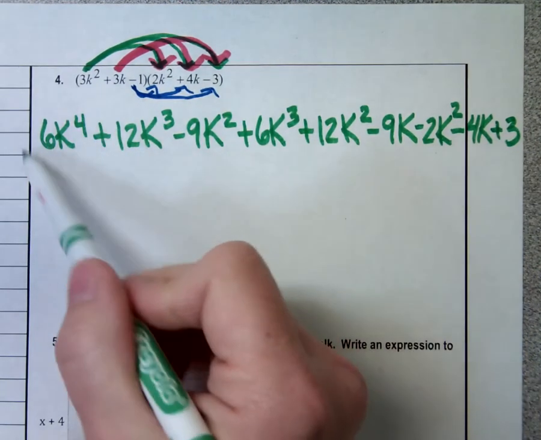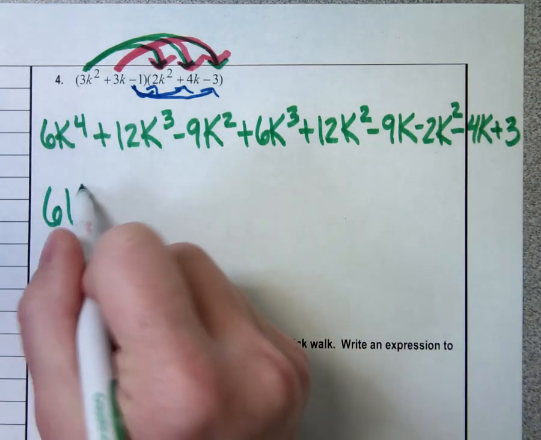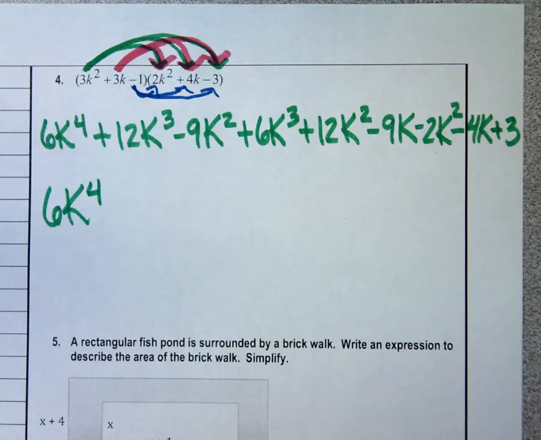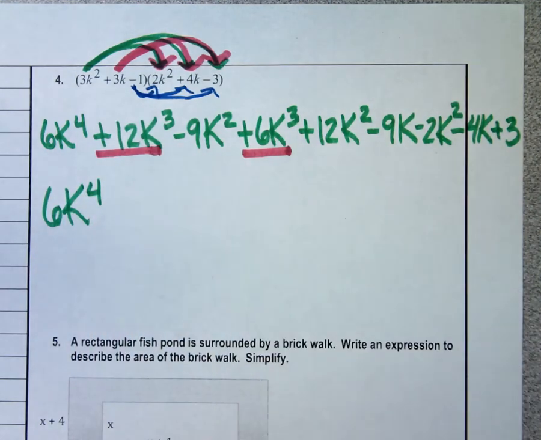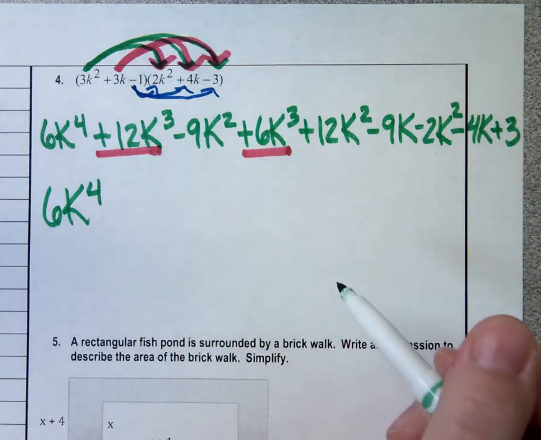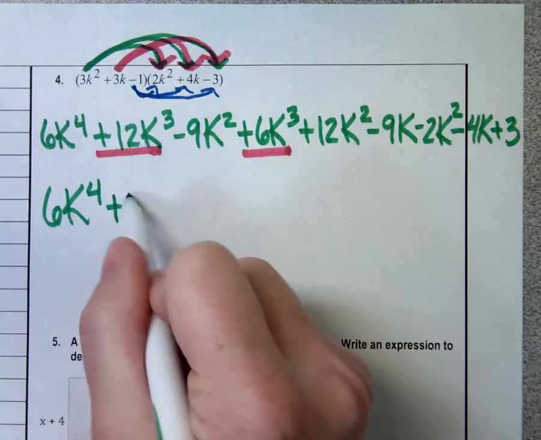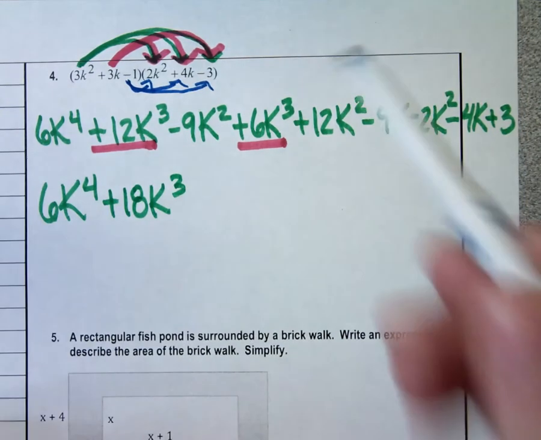So, do I have any other k to the 4th besides this one? Nope, drop it on down. Now let's look for k cubes. Here's a k cubed, here's a k cubed. What do you get if you combine a 12k cubed plus 6k cubed? A positive 18k cubed.